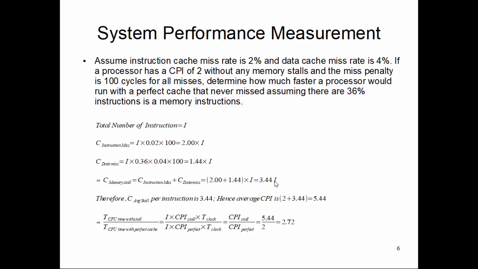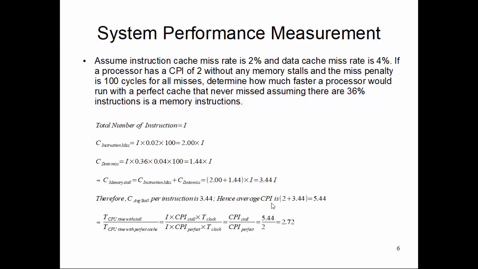So hence the average CPI would be 2 plus 3.44, which is 5.44. That is the CPI. Your base CPI is 2 here, and you are incurring 3.44 cycles per instruction on average for memory stalls. So we add them up to make an average CPI of this whole system of 5.44.